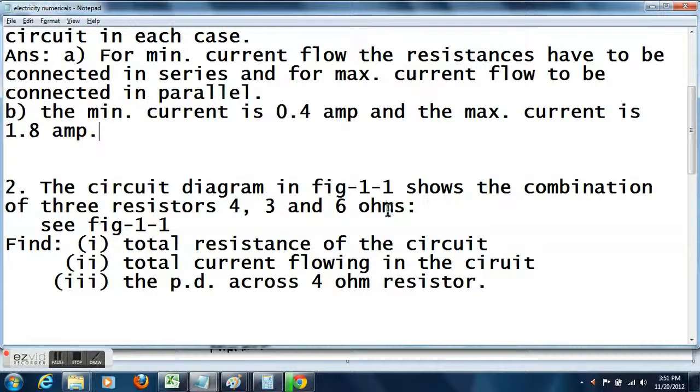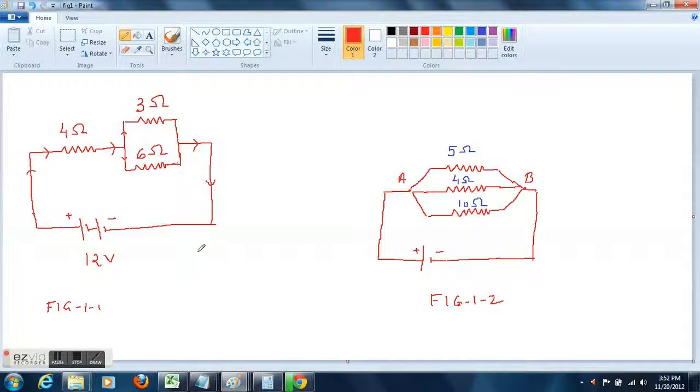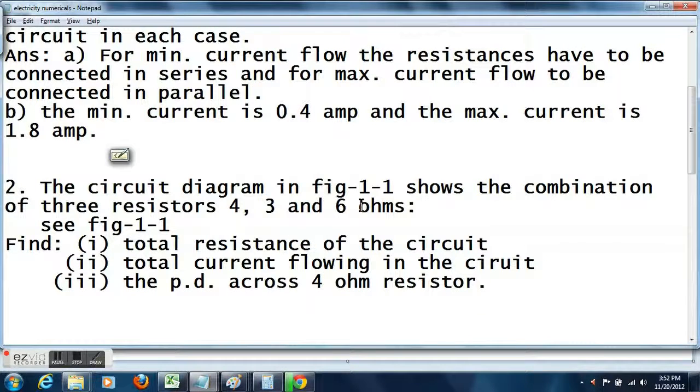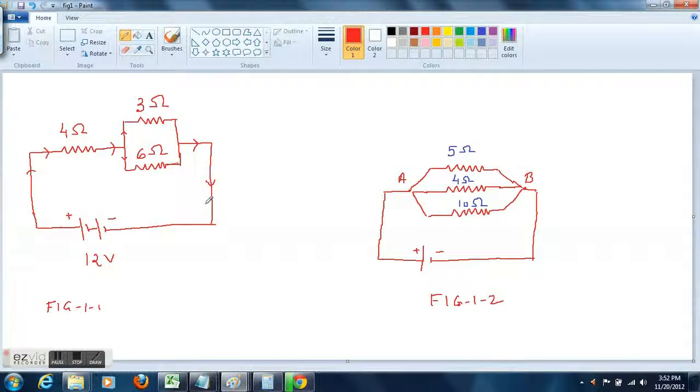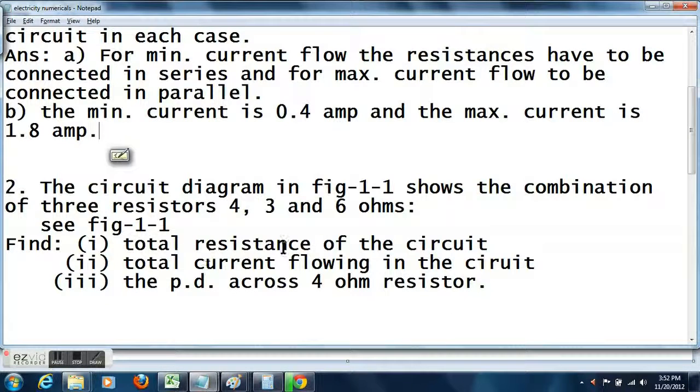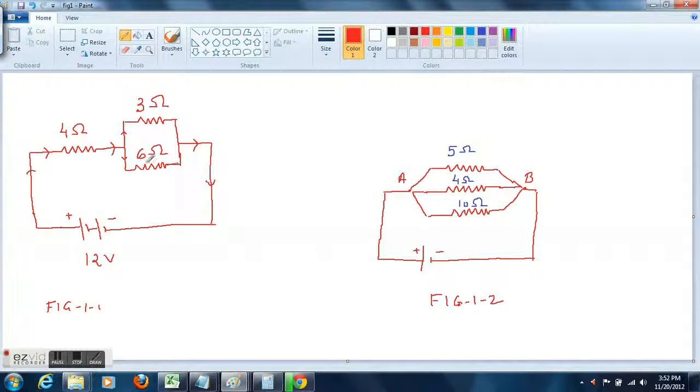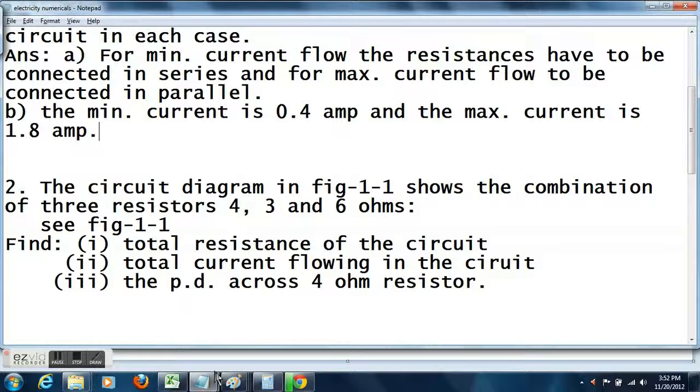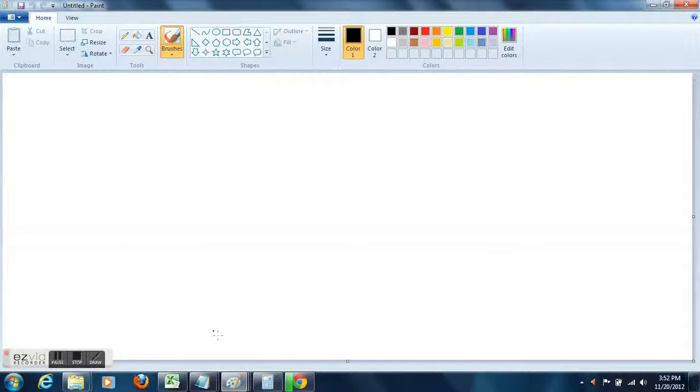Now let us start working on the second one. The circuit diagram in figure 1.1 shows the combination of three resistors 4, 3 and 6 ohms. Find one, total resistance of the circuit. It has three parts actually. First we need to find out the total resistance of the circuit. That means what is the total resistance out of combination of these three resistances. Now here you see, out of these three resistances, two are in parallel. So first we need to work out the parallel resistance.